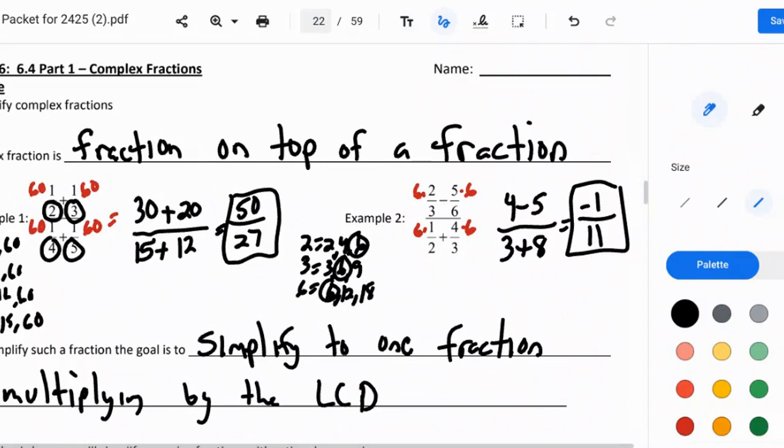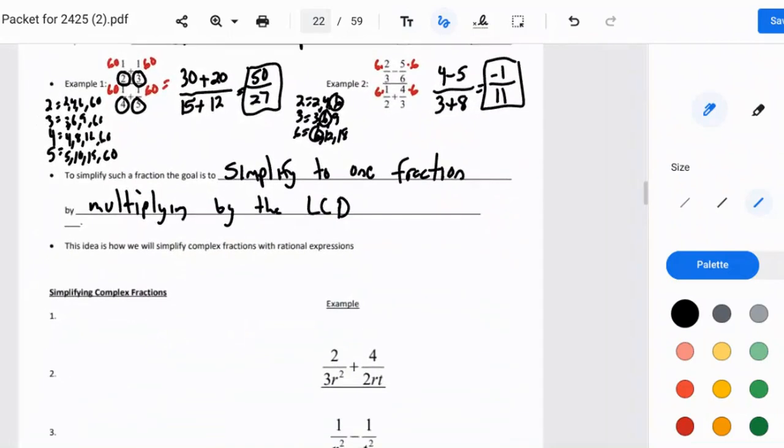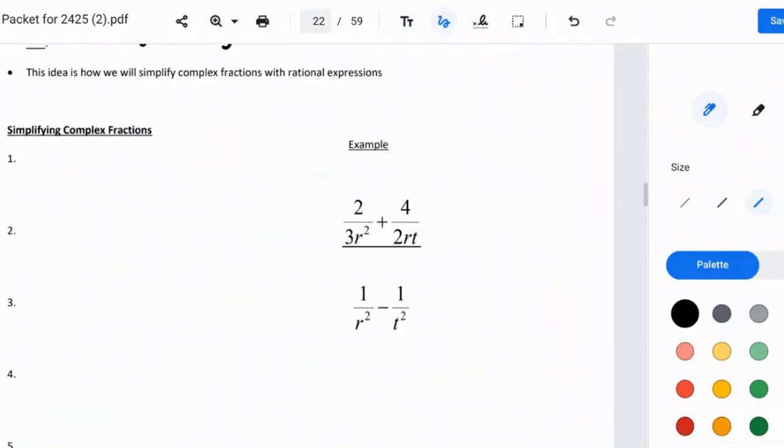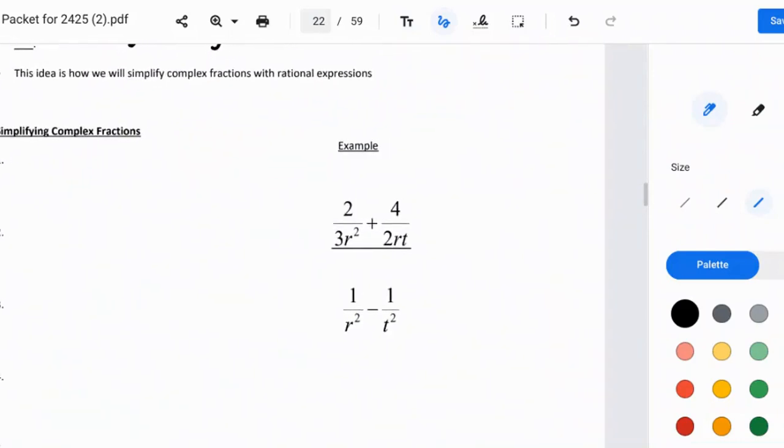Now, it's not going to be as easy because we're not going to just give you integers in the bottom. We're sometimes going to slide in letters, or your variables, and sometimes we'll even have binomials. So that's what we're going to see today, and tomorrow gets a little bit tougher. So here are the steps that you're going to go through.